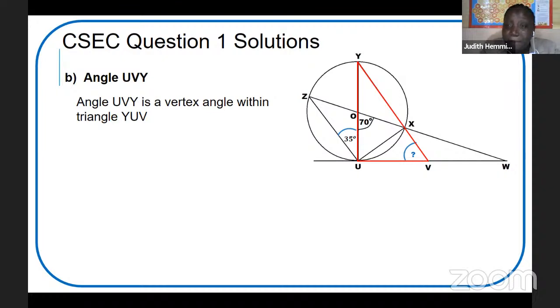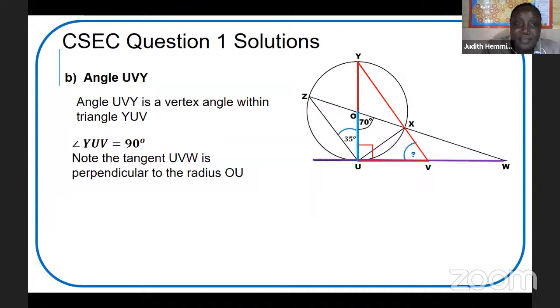Okay. But how would you word that? All right. So you would have recognized that the radius OU is perpendicular to the tangent UVW.